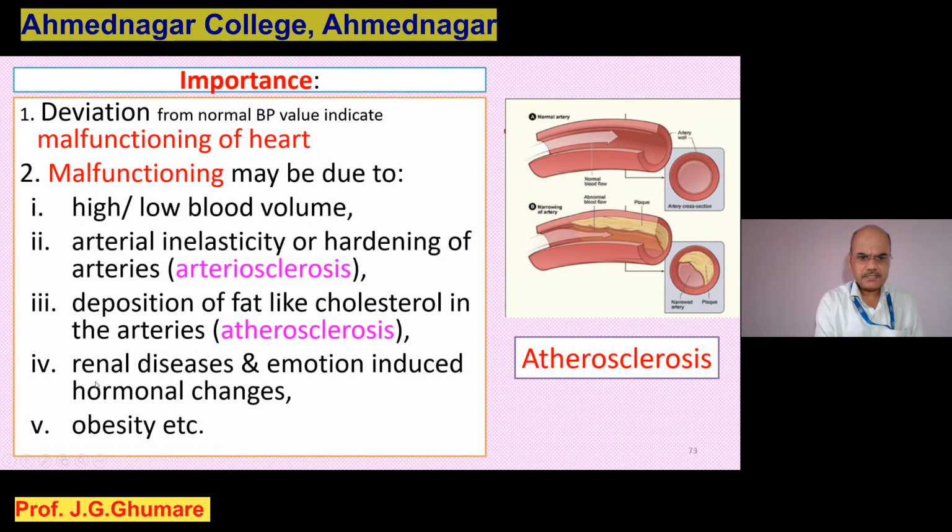Then we'll have renal diseases, kidney diseases, which will deviate it. Number two, emotional and induced hormonal changes. Maybe if we are too happy or too sad, that will deviate the blood pressure. Obesity is the main reason for affecting the blood pressure, because more blood vessels will be formed, more fat will be deposited in the body, more will be the volume of blood, and that will deviate the blood pressure.